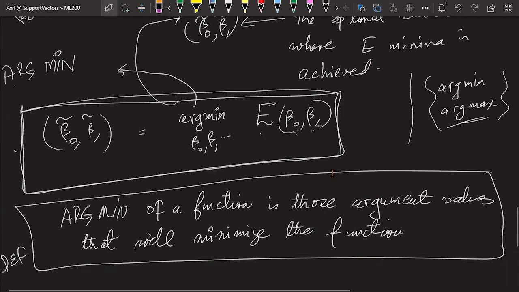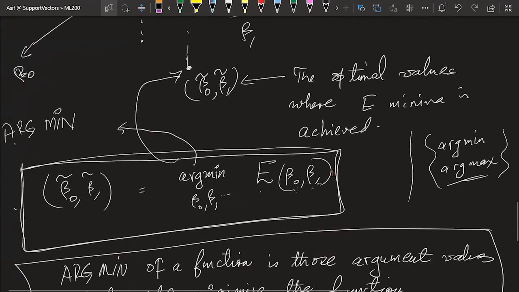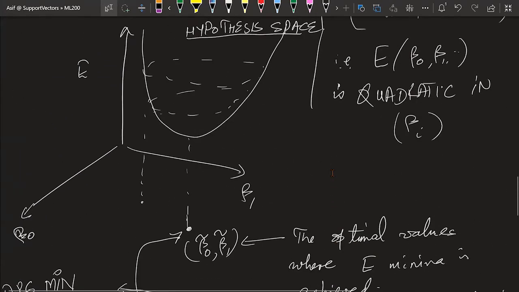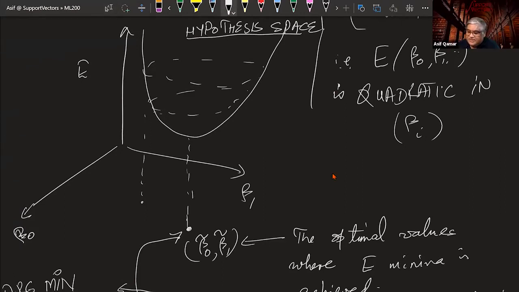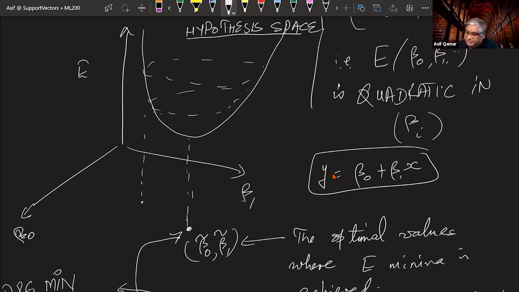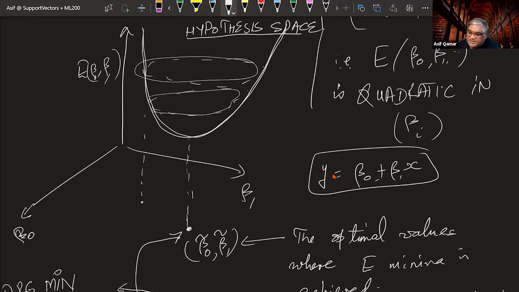Asif, I might have missed it, but is this beta 0 and/or the beta 0 tilde and beta 1 tilde? This is a specific case for one error, right? So what happens is that, in your model, it is beta naught plus beta 1 x. Based on this, we create the error function of beta naught, beta 1. In the hypothesis space, it looks like this surface. This is the error surface.